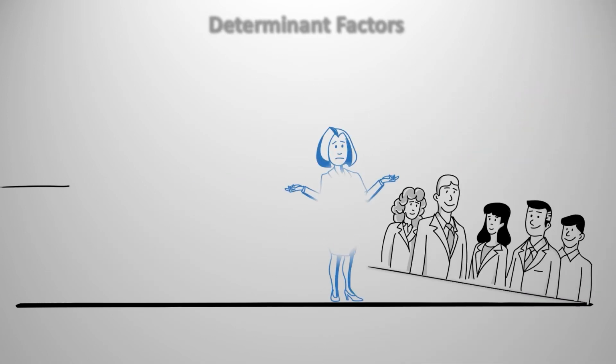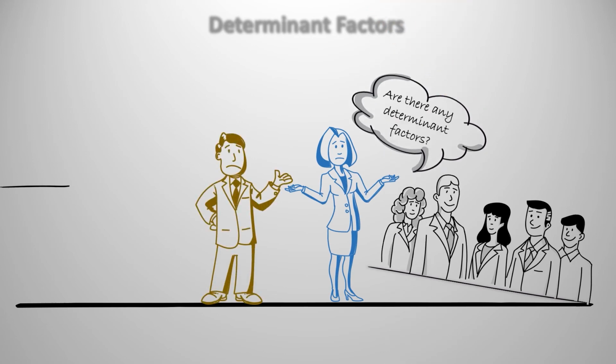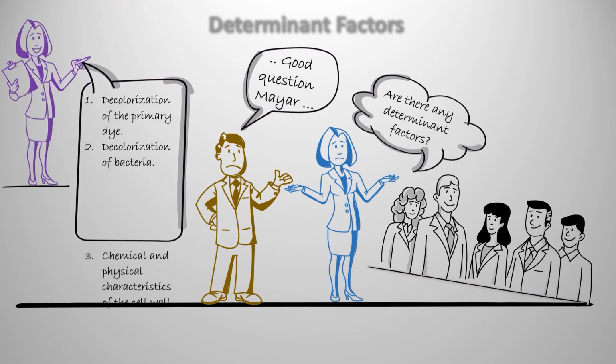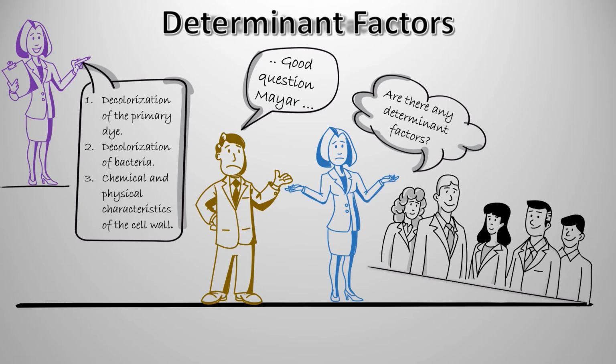Is there any determinant factor? Yes, there are some determinant factors, and those are: decolorization of the primary dye, decolorization of bacteria, and the chemical and physical characteristics of the cell wall. Those are three determinant factors and are very important to be known.